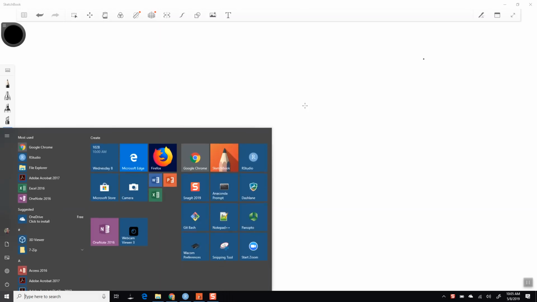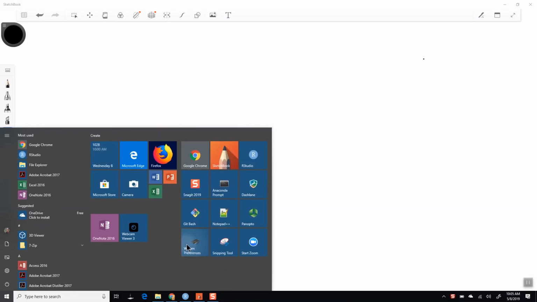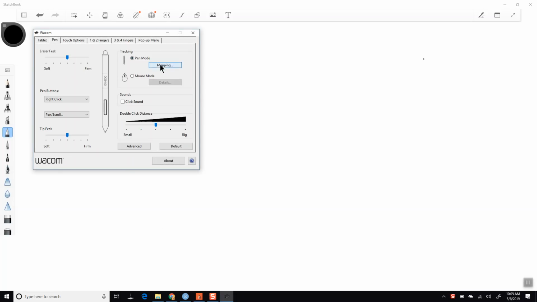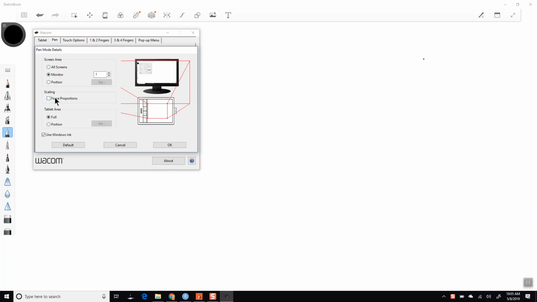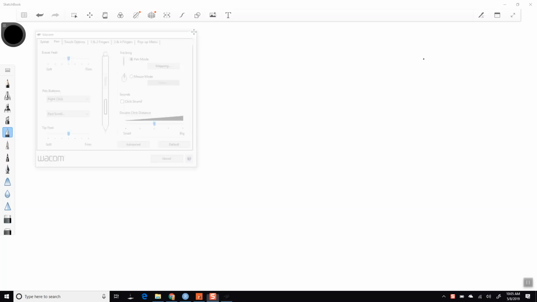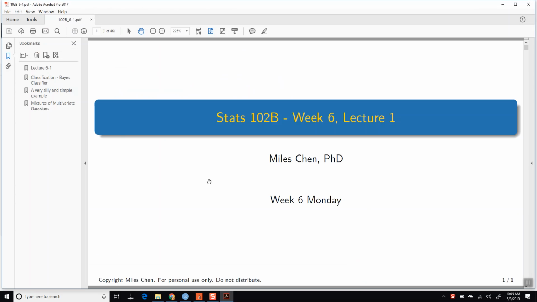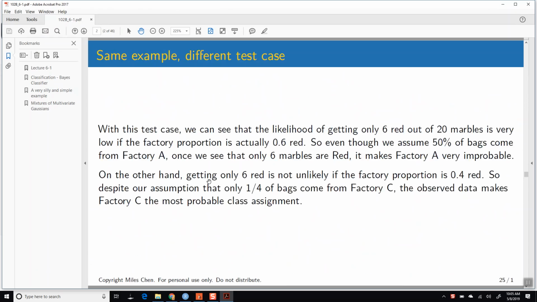Okay, so we left off talking about the Bayes classifier, and we had some examples. Let me just pull up my notes. So I updated the notes or the slides.